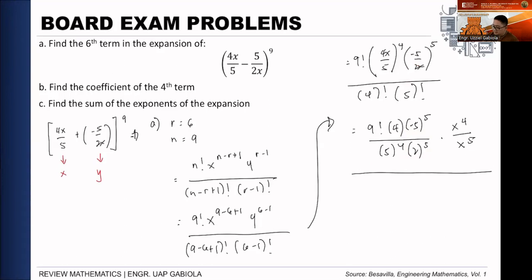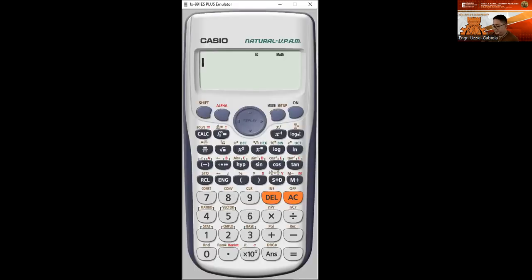Then yung sa ilalim natin is 4 factorial over 5 factorial. So pag simplify natin, you can actually use your calculator na, no? So how to use your calculator when talking about factorial? So let's try to demonstrate, ano? Share natin. Ayan. So, please confirm kung calculator yung nakikita nila. Yes po. Yes po, sir.